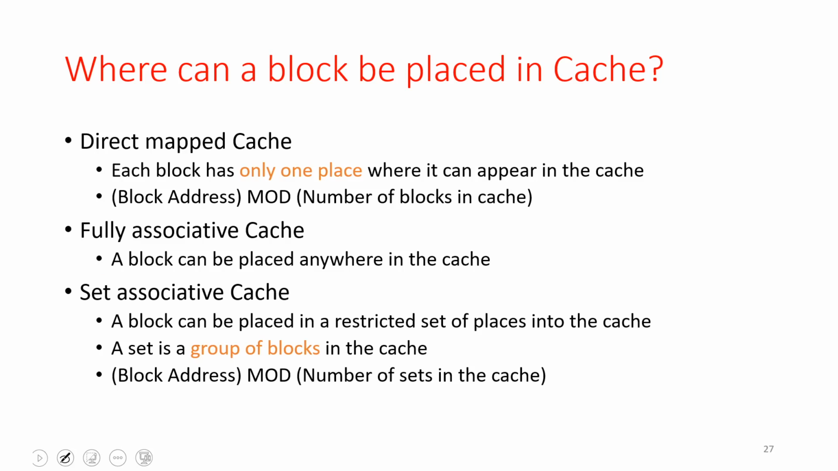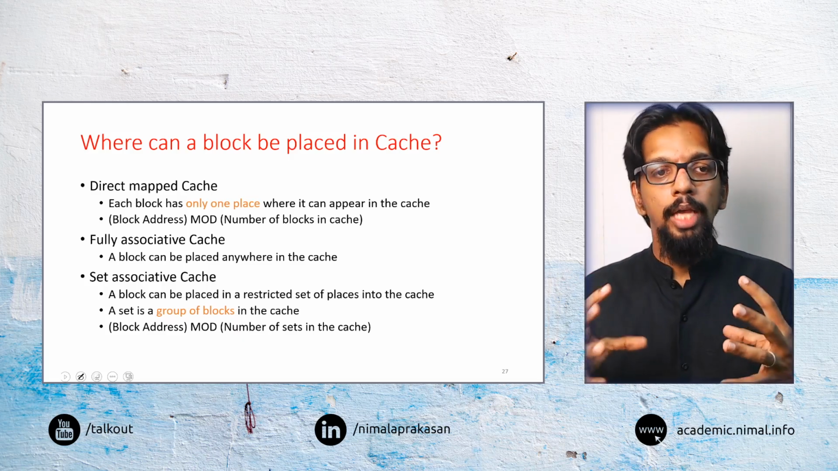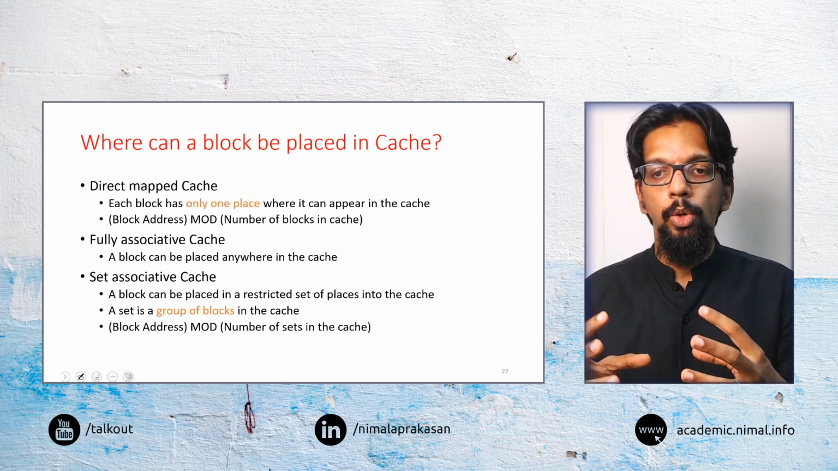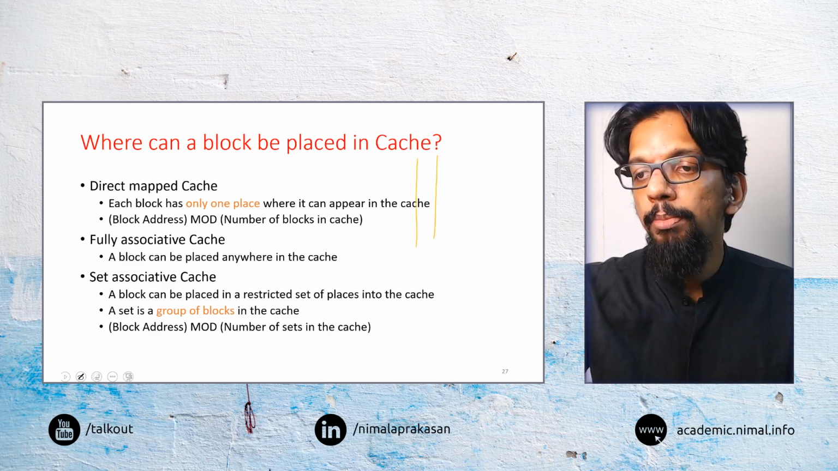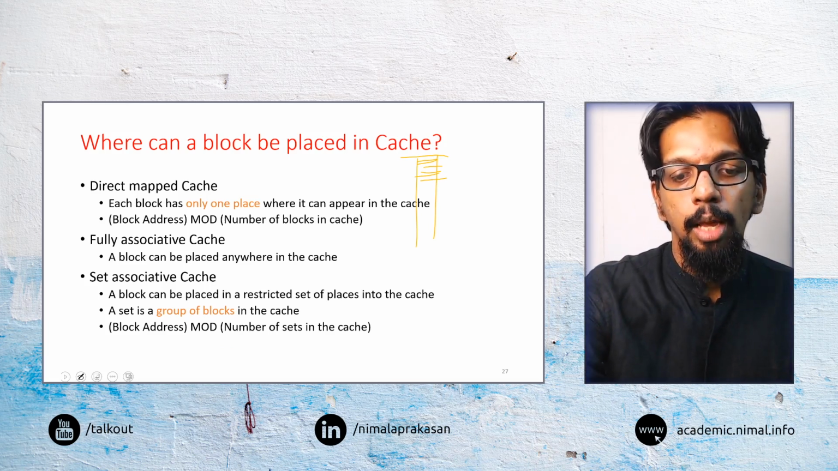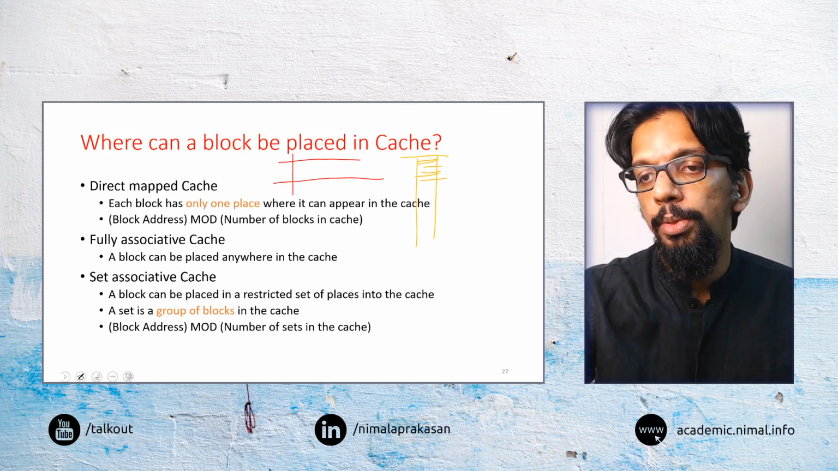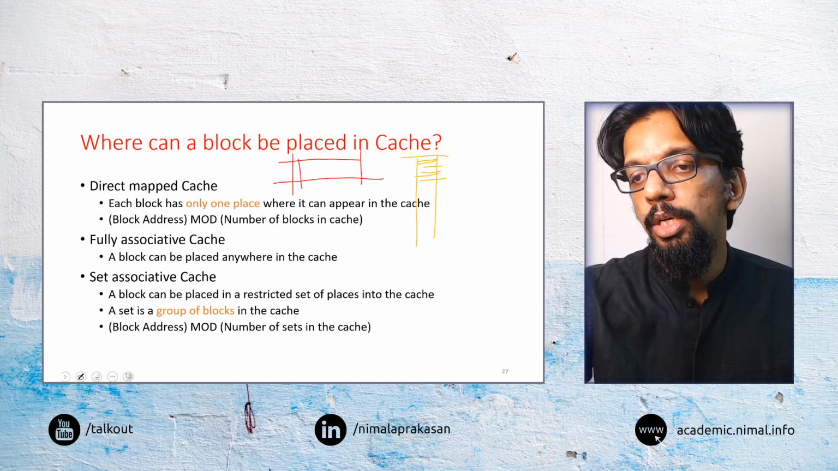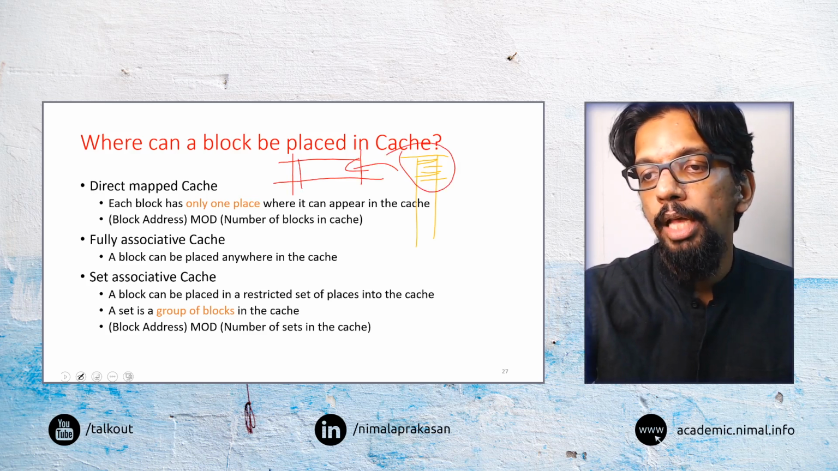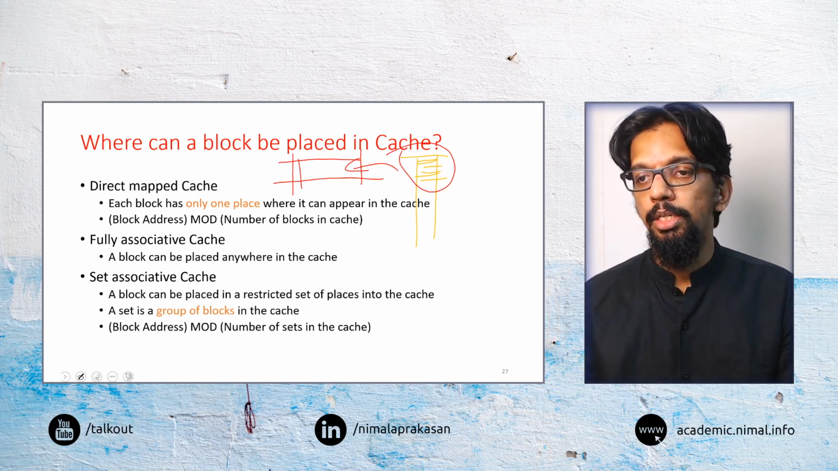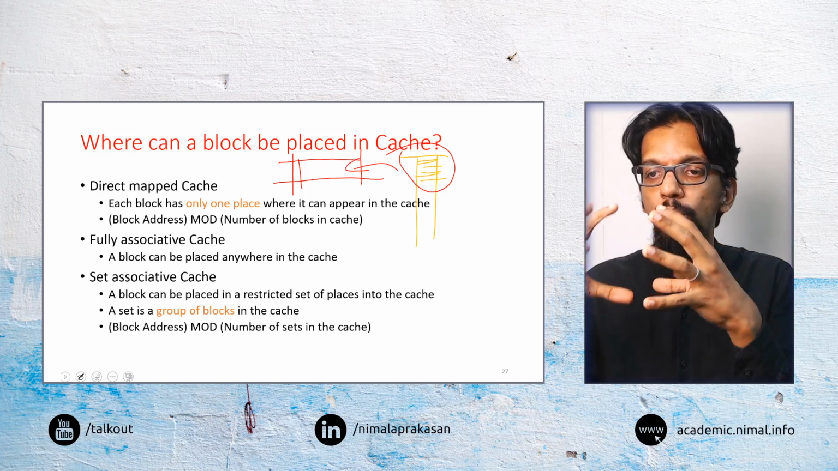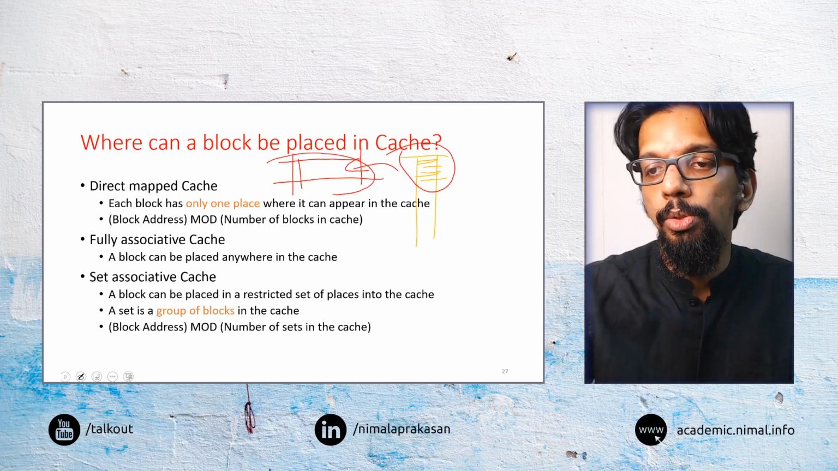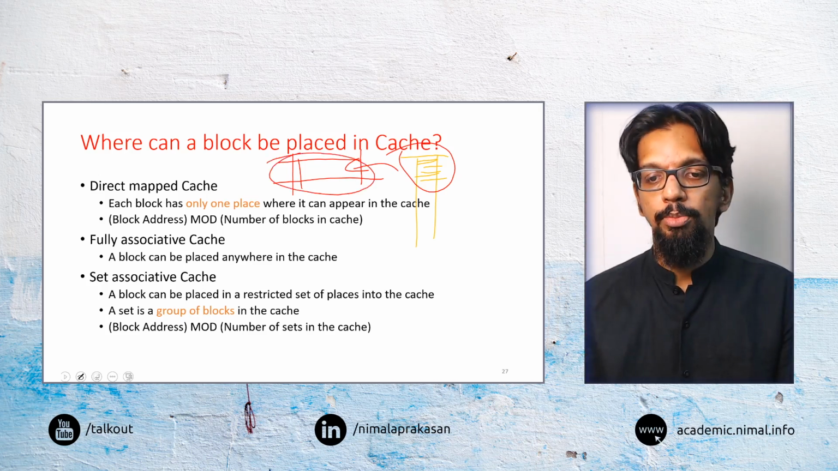Now we have already looked at how cache memory organization is going to happen. We have already identified that the main memory is going to have a number of blocks. A number of words are going to be grouped together into blocks, and they are going to be stored as a block in the cache memory.